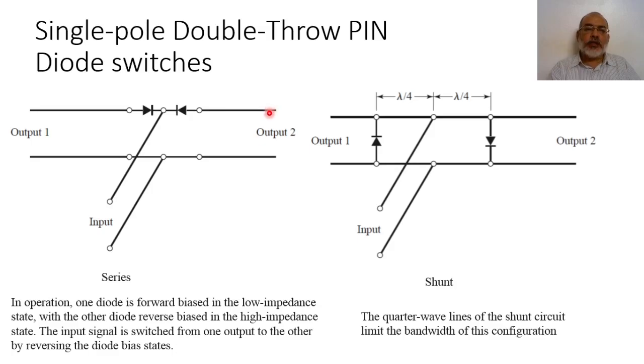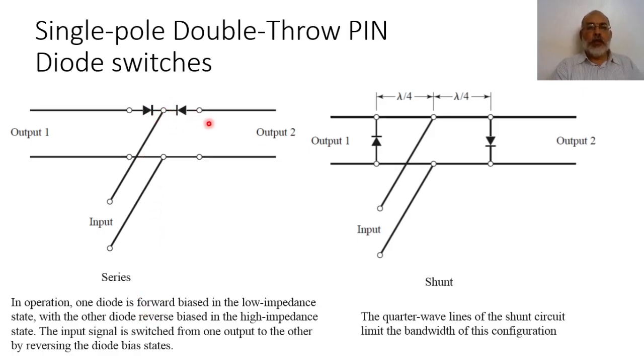Now, if I reverse the biasing such that this is positive and this is negative and this is ground, in this case, this diode will be turned on and this diode will be reverse biased. When this diode is turned on, the switch will be turned on from the input to output one. This is how to use series diodes as a single pole double throw. So in the operation, one diode is forward biased in a low impedance state and the other diode is reverse biased in a high impedance state, and the input signal is switched from one output to the other by reversing the biasing states.